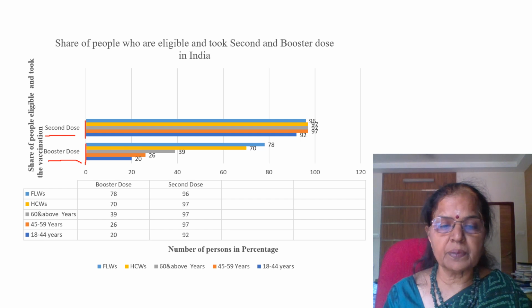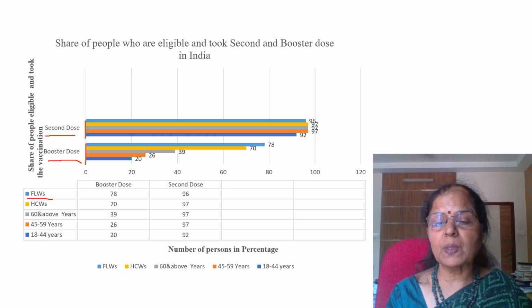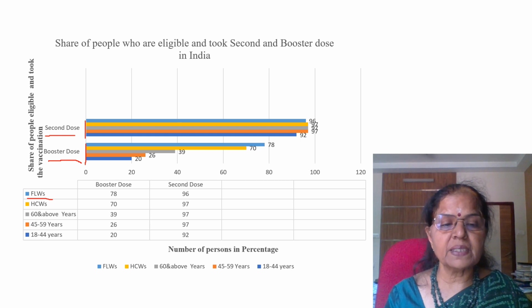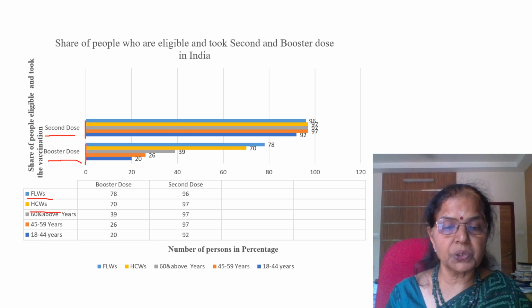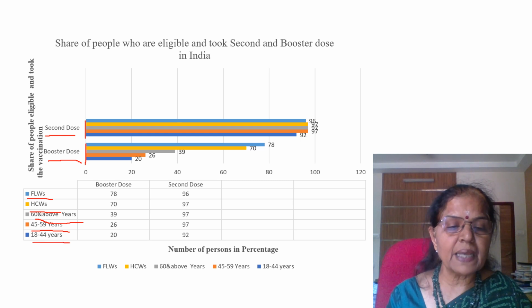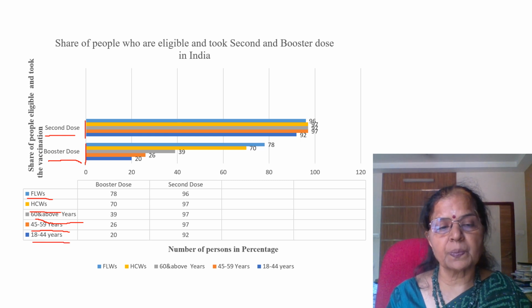And here the table is also given at the bottom. FLW means the group frontline workers, and HCW means healthcare workers who took the vaccination. And age group 60 and above, and then this is 45 to 59, and this blue bar is 18 to 44 years. So the entire thing represents the table. This is also given in the graph for you to see easily.